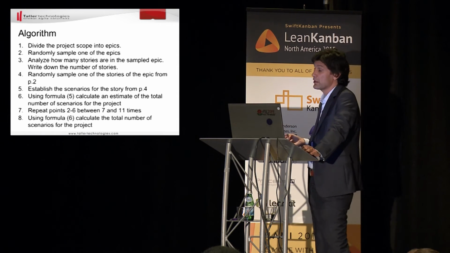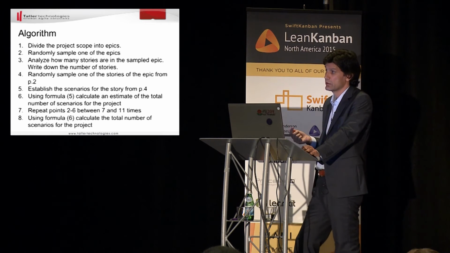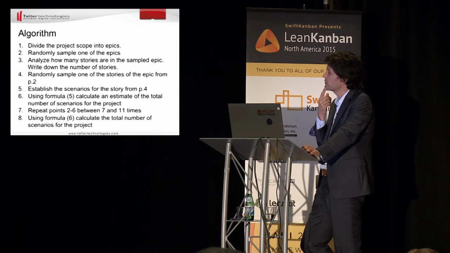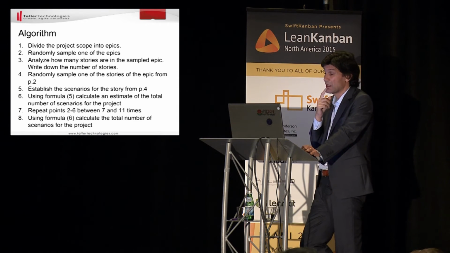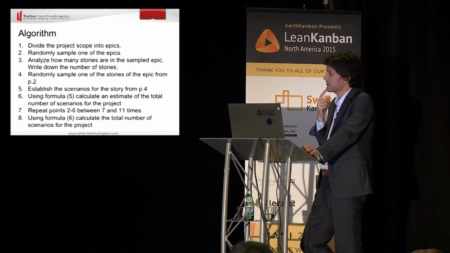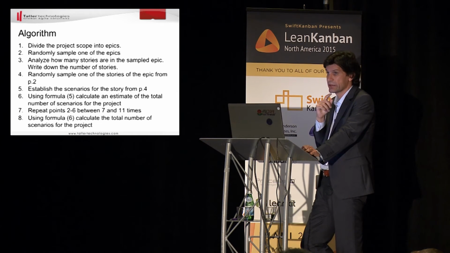And then we randomly sample one of those stories. And then we establish the number of scenarios for this particular story. Using the formula, we estimate the total number of scenarios for the project. We go back and run steps 2 through 6 between 7 and 11 times. And then we average the results.